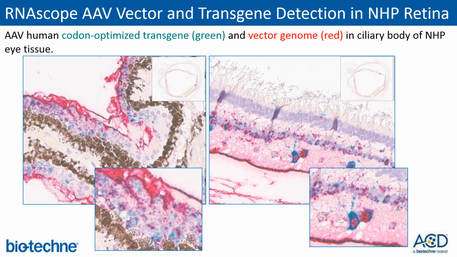Here is another further example of non-human primate retina, where I presume the administration of the virus was into the intravitreal layer, and as a result, there's a large amount of vector signal outside of the cells themselves. In addition, there is, of course, also vector signal in red inside the cells, and a subset of those cells also express the transgene. In this case, we're using a probe to a codon-optimized human sequence as the transgene being detected.